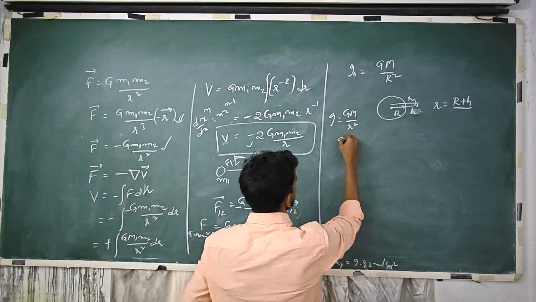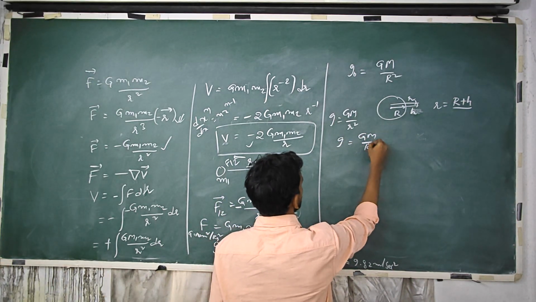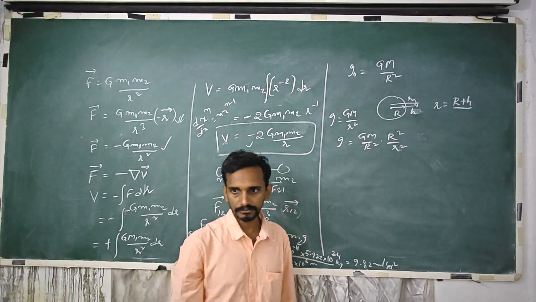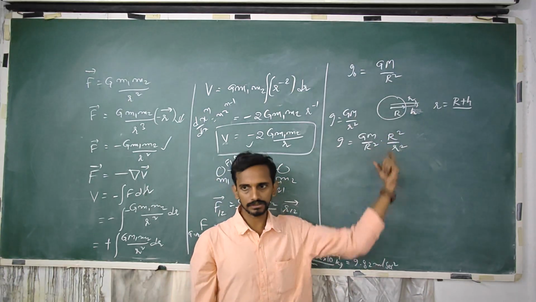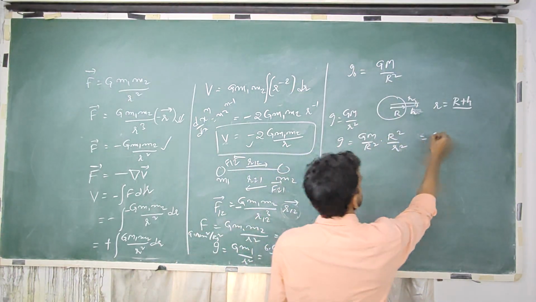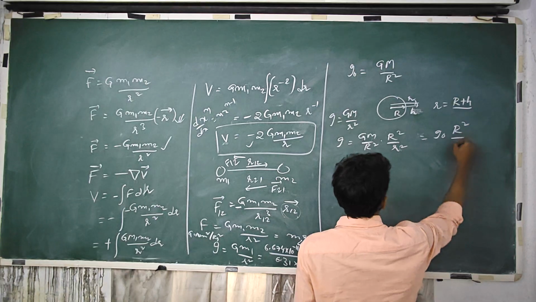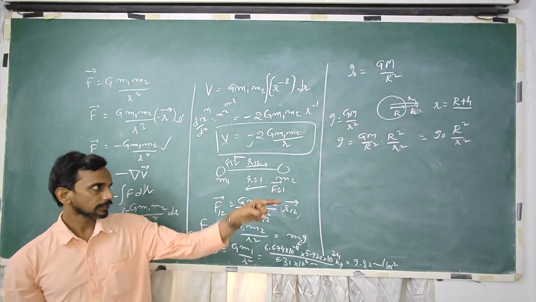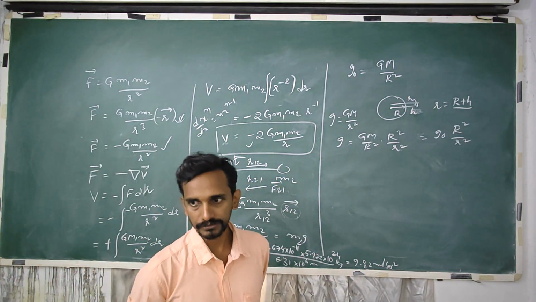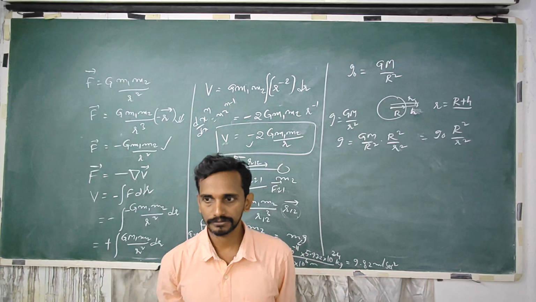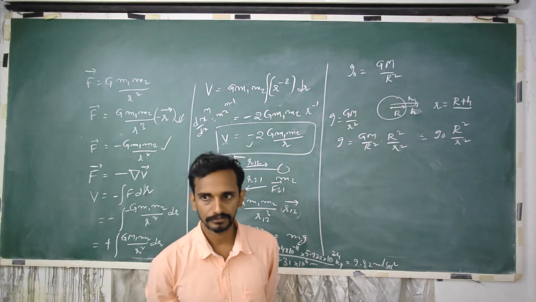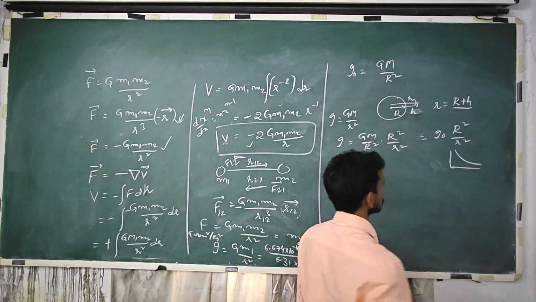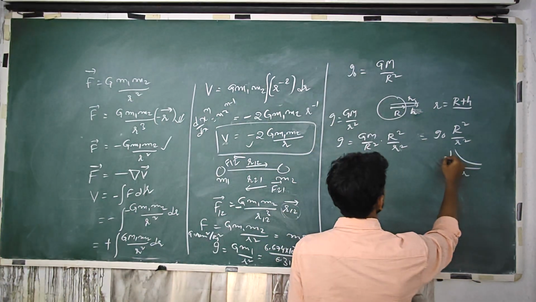So in that case, I can relate these two as G is equal to Gm by r square, which is G naught times R square by r square. So as r increases, the G value reduces quadratically. The value reduces quadratically like this.